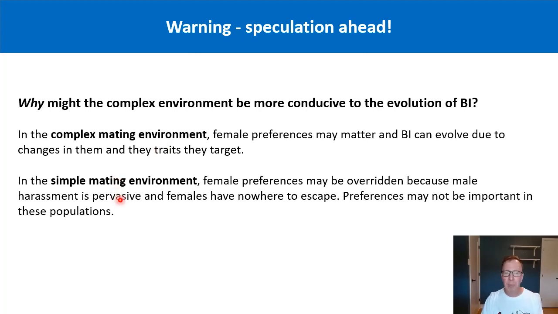Whereas in the simple mating environment, mating rates are much higher, and female preferences may be largely overridden. Females are constantly harassed by males, they have nowhere to escape, and so they end up mating at a much higher rate than is adaptive. And most of the mating interactions, in terms of determining parentage, may be post-copulatory, things like sperm competition. And so female preferences may not be expressed, and they may not be able to generate behavioral isolation. Now, testing these would require further experiments, but that's an intriguing possibility.